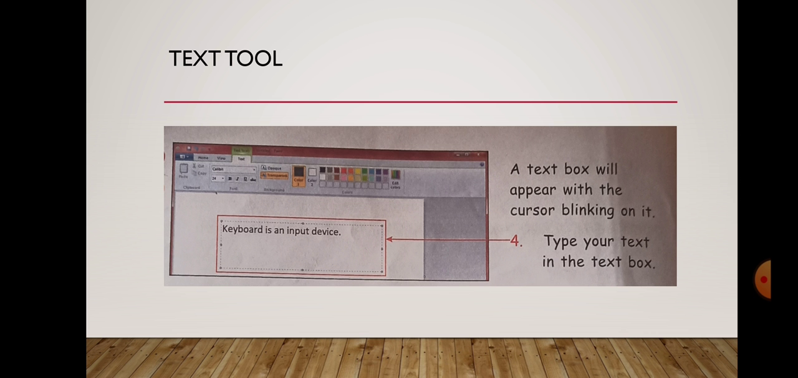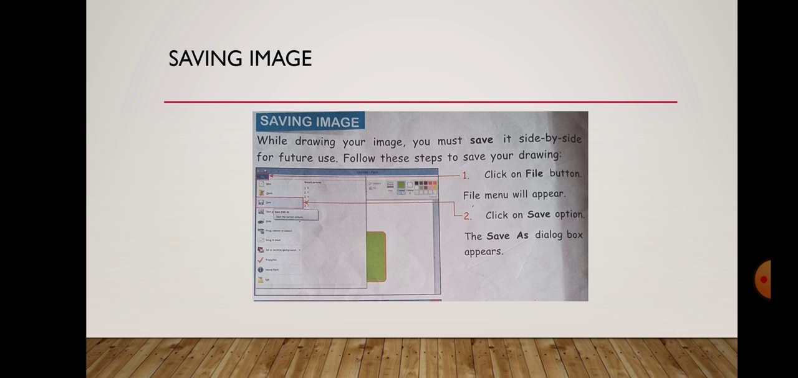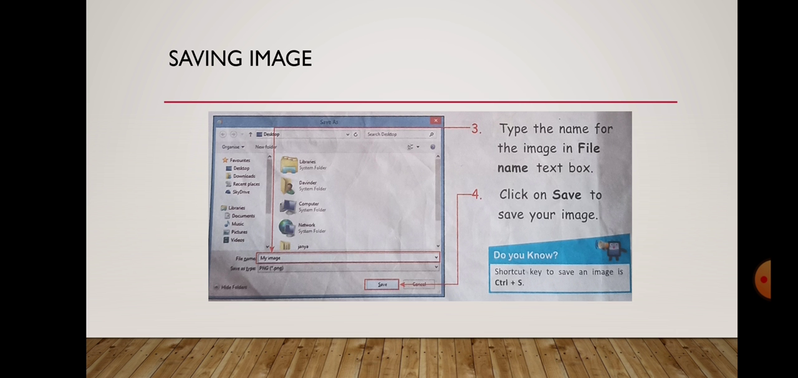So for saving the image, what are the steps we do? While drawing the image, we have to save it side by side for future use. Now how to save it? First of all, you will click on the file button. After clicking on the file button, a file menu will appear in front of us. In that, you will find a save button. Then you will click on the save as dialog box. After the save as dialog box appears, you are going to write the file name. Suppose you have drawn the tree, so write down the name tree over there, so it becomes easy for you to identify it later on. After that, you will click on save to save your image.